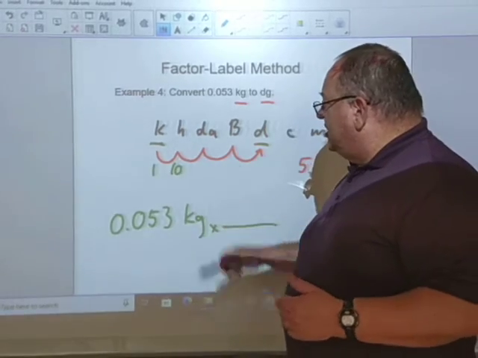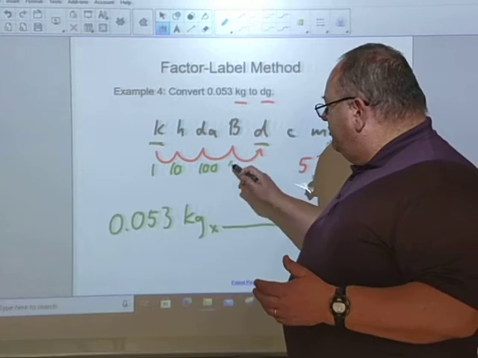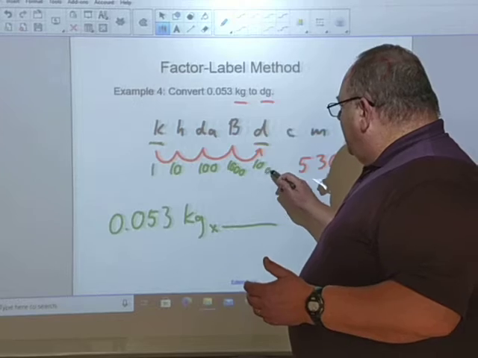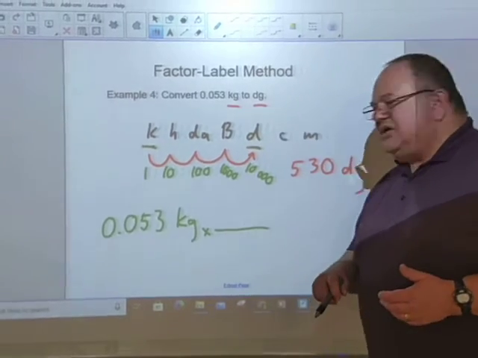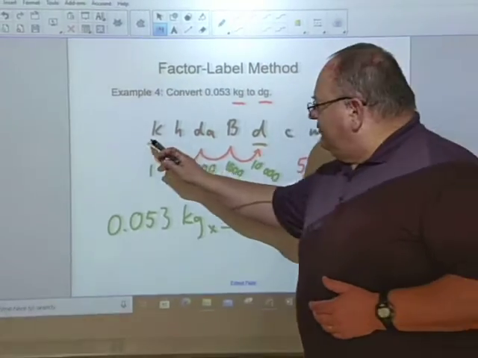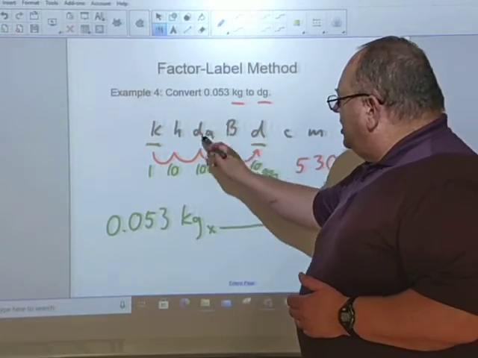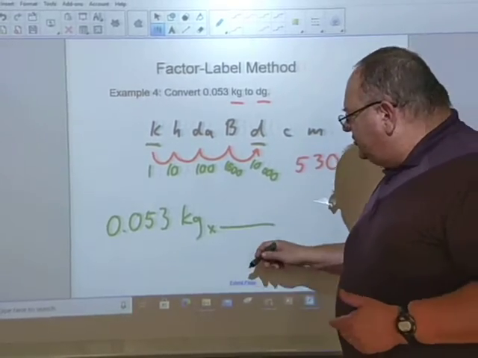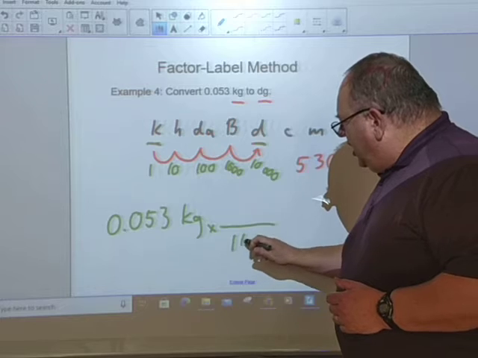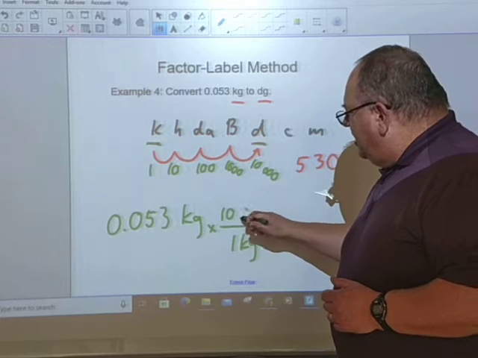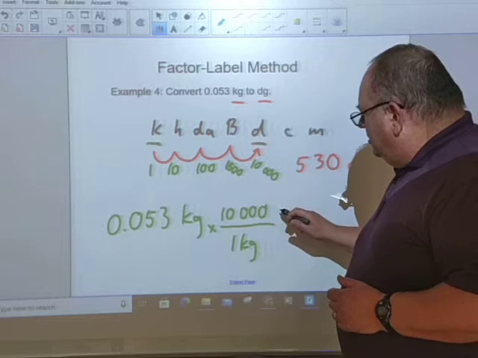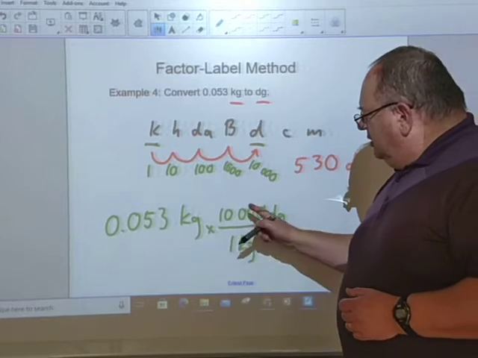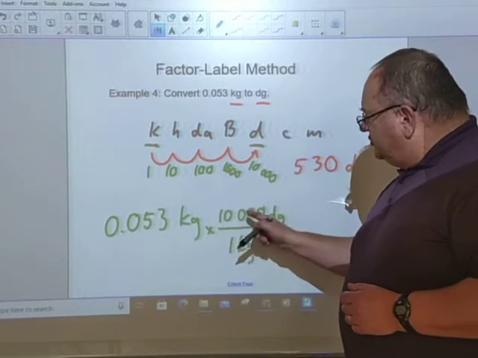One of these equals 10 of these. It would be 100 of these. It would be 1,000 of these. And 1 kilogram is equal to 10,000 decigrams, just from looking at this. 1, 10, 100, 1,000, 10,000. 1 kilogram is 10,000 decigrams. So I can use that as a conversion factor. I can go 1 kilogram is 10 000 decigrams. By the way, don't use commas. Use a little space to separate.